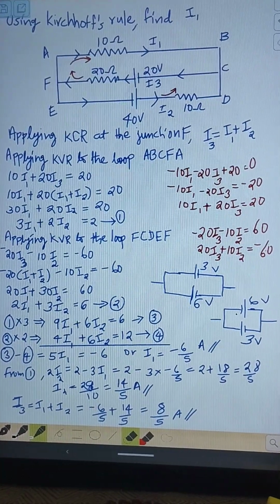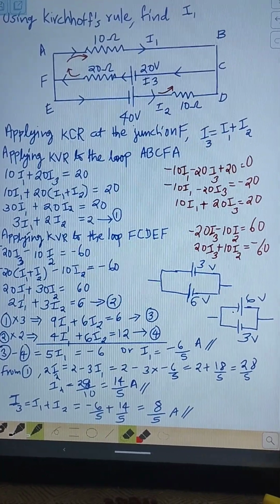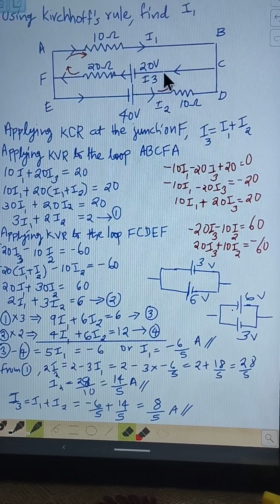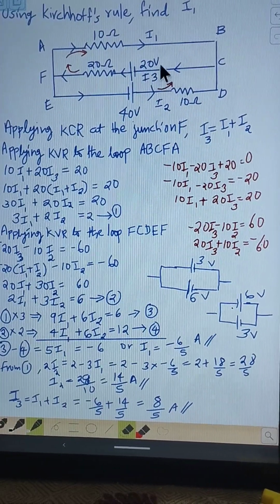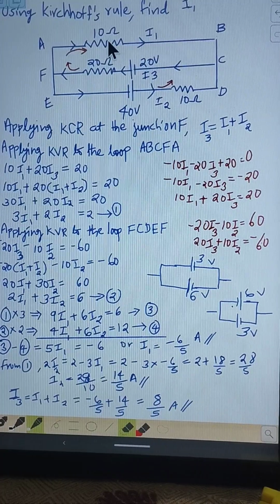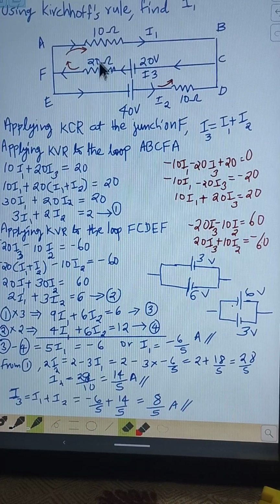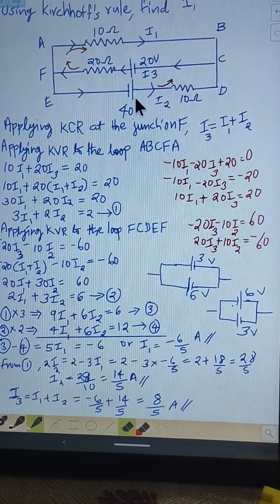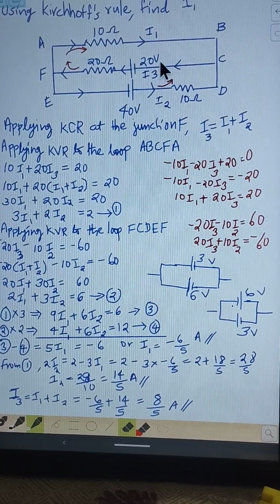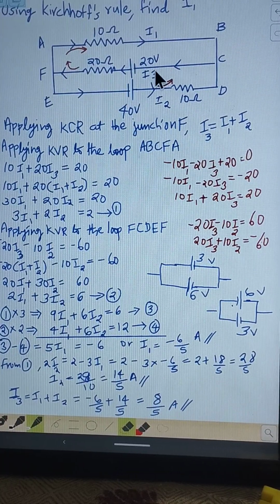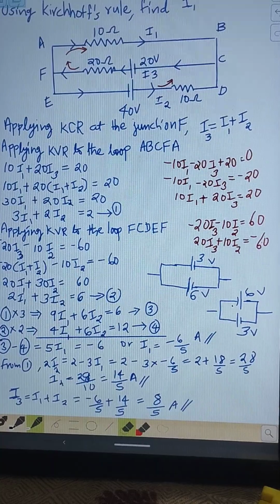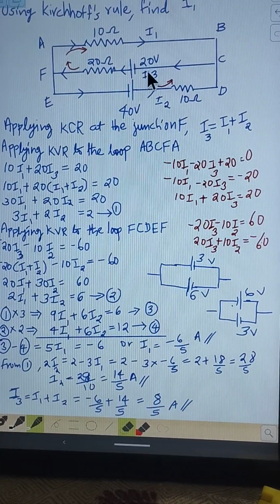Using Kirchhoff's rule, find I1. So here an electrical network is given, and this network has two components, that is two devices, two resistors, and two cells having EMFs 40 volt and 20 volt. So how to solve this network? Of course, by using Kirchhoff's rule, this can be analyzed and solved.